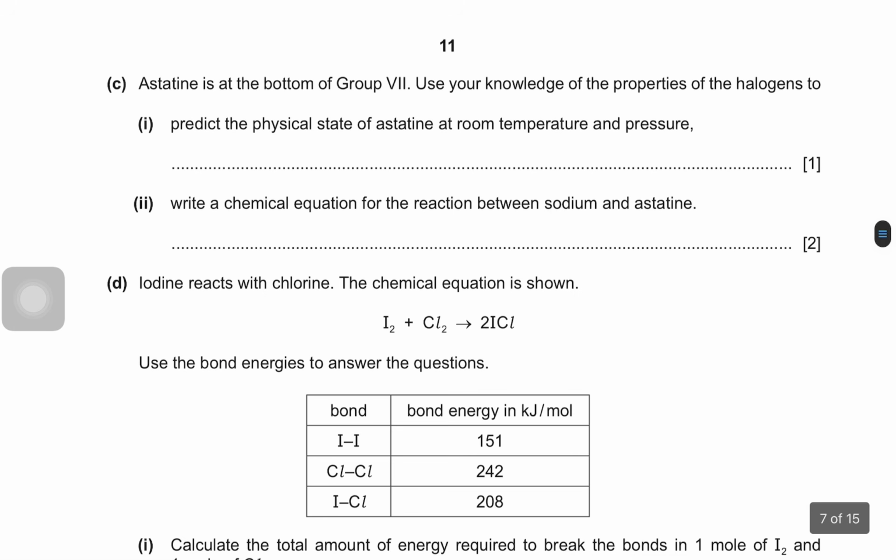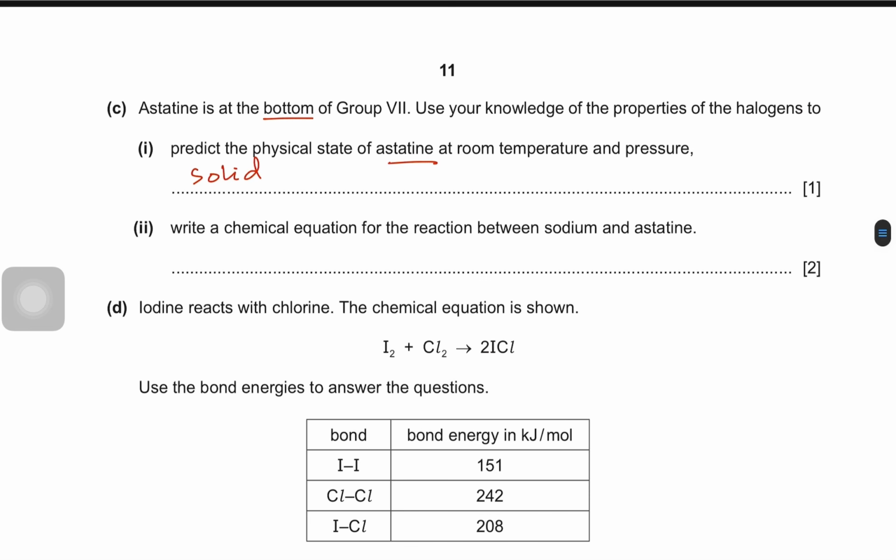Astatine is at the bottom of group 7. Use your knowledge of the properties of the halogens to predict the physical state of astatine. Astatine is at the bottom, which means it is going to be a solid, because in group 17 you move from gases to solids. Write a chemical equation for the reaction between sodium and astatine. So sodium is Na, and astatine is diatomic because all halogens are diatomic. You get sodium astatide. Sodium has a charge of +1, astatide is -1. To balance this equation, I will simply double the sodium and double the sodium astatide.